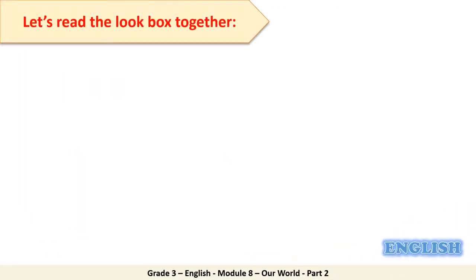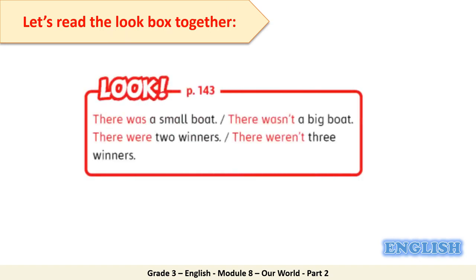Now that you've helped me form the rules, let's read the lookbox together. There was a small boat. There wasn't a big boat. There were 2 winners. There weren't 3 winners. Great job, my dears.